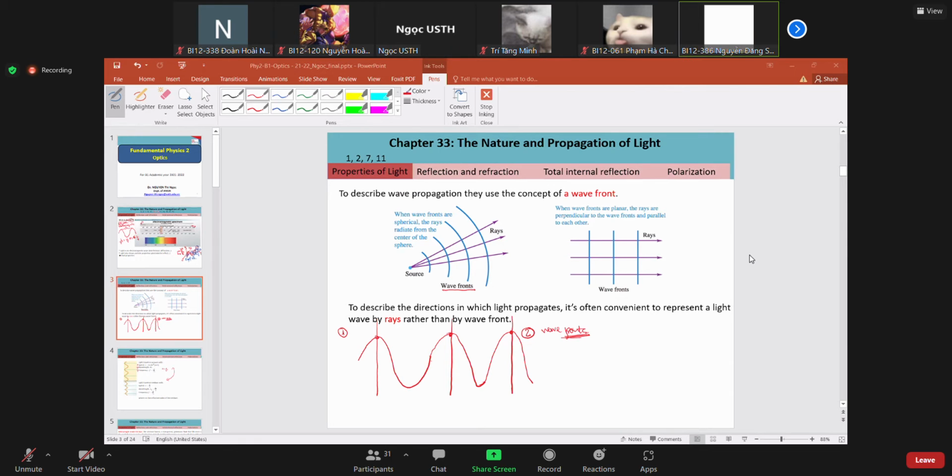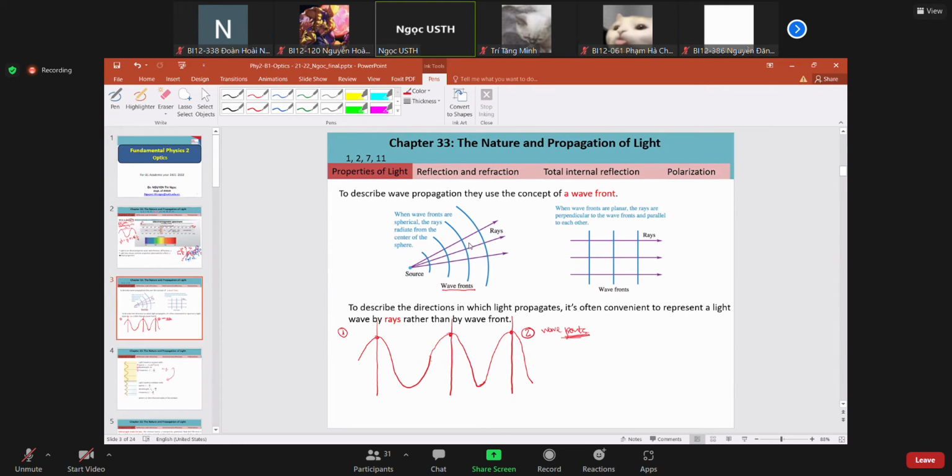Well, I think the wavefront is like we represent the wave through its peak. And we just draw the peak of the light wave instead of drawing straight rays. I think so.